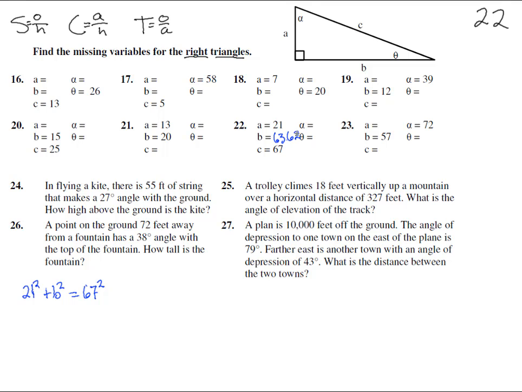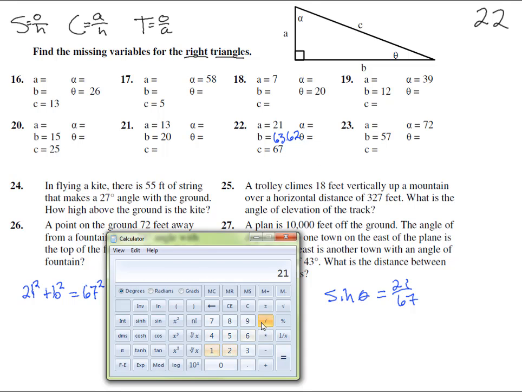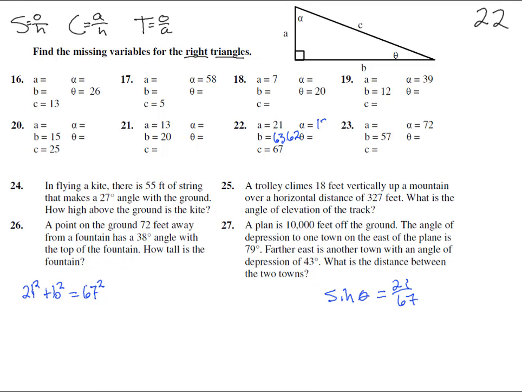Good. All right, so alpha and theta. Let's look at theta right here. Sine would be A over C. Cosine would be B over C, and tangent would be A over B. And we have A and C. So let's go ahead and use sine. Sine of theta equals 21 over 67. That's good. Plug that into our calculator here. 21 divided by 67 equals, inverse sine. We get 18.27 degrees. 18.27, and if we subtract that from 90, we get that alpha must have been 71.73. Good. All right, the last one.